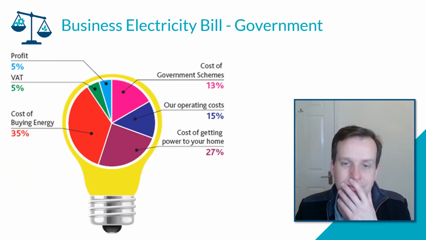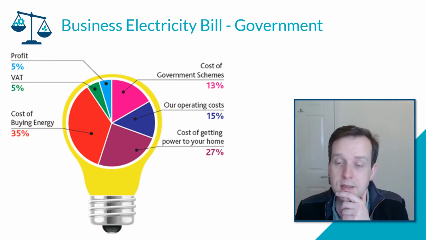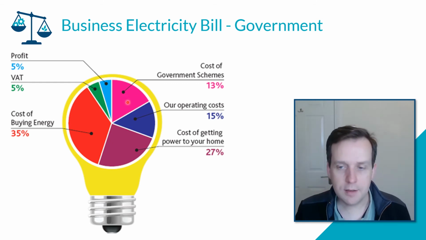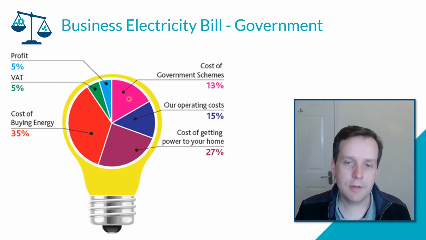So, breakdown of those costs that we talked about. What we have here is a typical breakdown of an electricity bill. We have VAT, different applicable to businesses, but cost of buying energy. So 35% of your bill is the actual cost of the electricity. The remainder are cost of government schemes, such as renewable energy obligation or any sort of green tariff or green schemes.